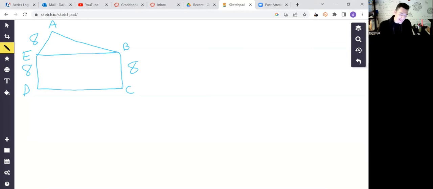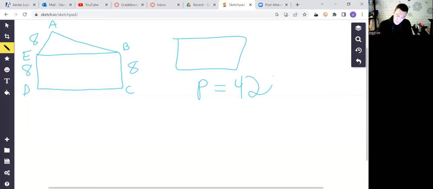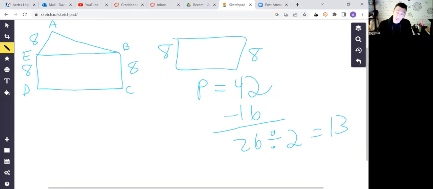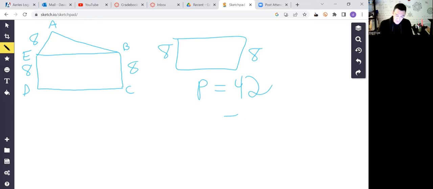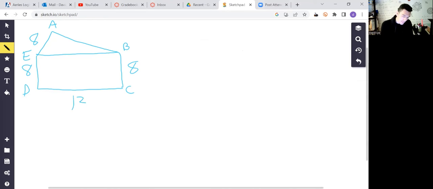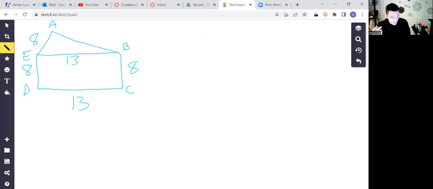Okay. Now, they say that the perimeter of the rectangle is 42. So if this is 8 and that's 8, 8 and 8 is 16. Let's take away 16 and that's 26. Let's cut that in half and that's 13. So what we get is that we have 13 here and we have 13 there. But I'm not going to put that 13 there. JK, I will leave it there, actually, as a matter of fact. There we go. What else?